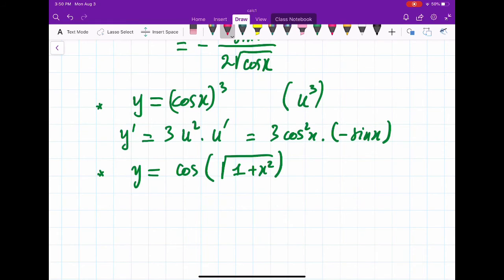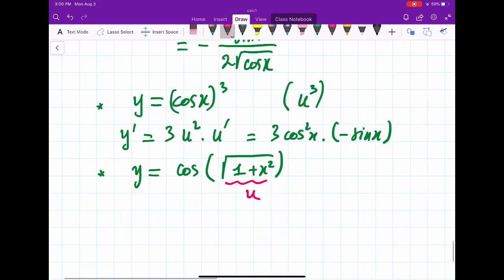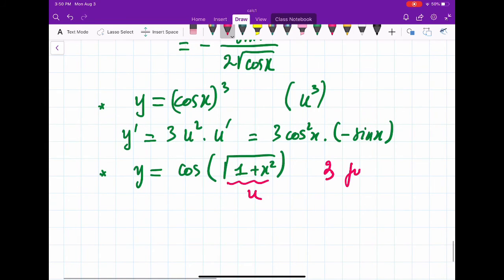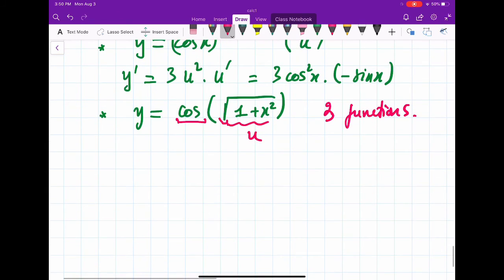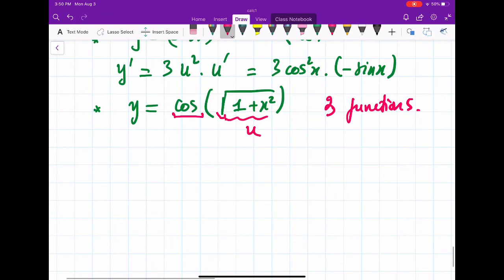In this situation, the u is square root of 1 plus x squared. Actually in this case, you have 3 functions. You have 3 functions in here, okay? The first function, the very outside function, is cosine. The second one is square root. And then the last one is 1 plus x squared. All right? So for 3 functions, you may use the chain rule, right?